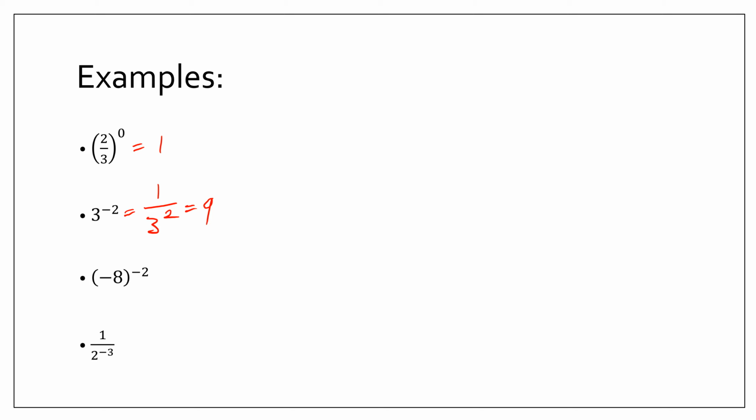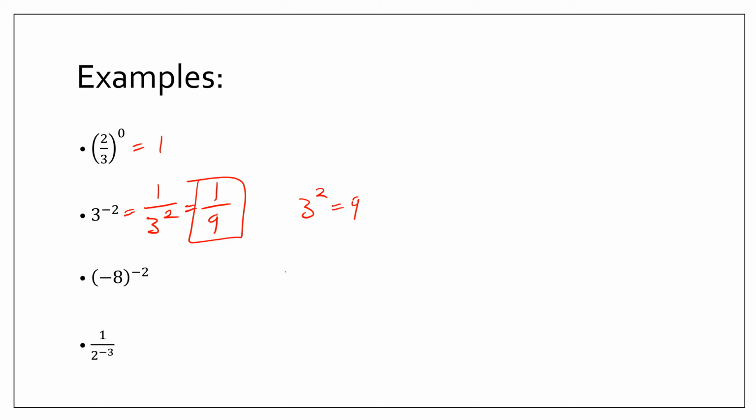Or if you don't like thinking about things in that order, or sorry, it's not 9. What am I? It's 1 over 9. Here's your answer. Or if you don't like thinking about things in that order, just think, 3 to the positive 2. That's 9, right? But remember, 3 to the negative 2 is a reciprocal, so this needs to be 1 over 9. Why 1 over? Because of the negative exponent.